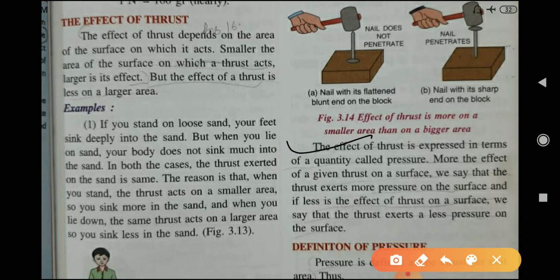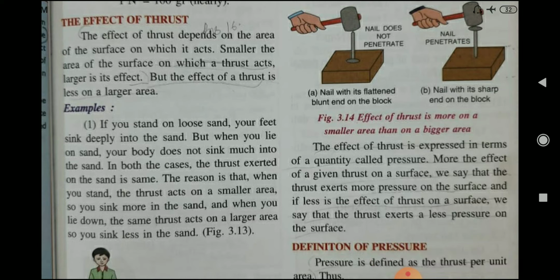The effect of thrust is expressed in terms of a quantity called pressure. The more the effect of a given thrust on a surface, we can say that the thrust exerts more pressure on the surface. In this case, the effect of thrust is more on the surface. Therefore, this nail applies more pressure on the wooden block and therefore it drives into the wood.